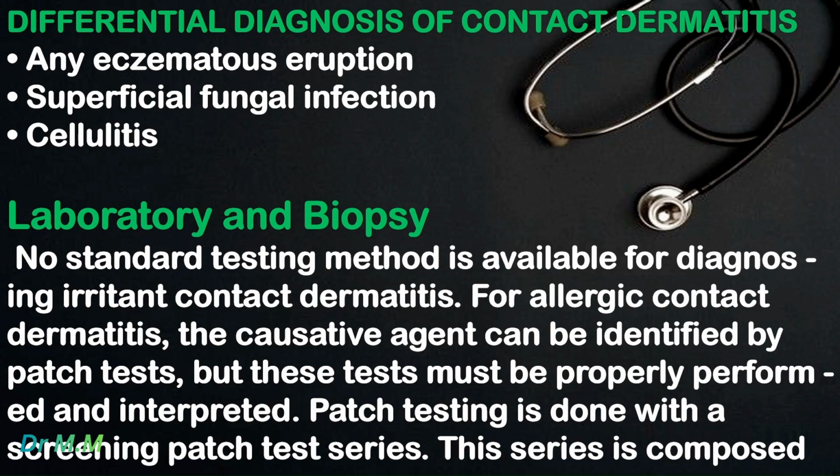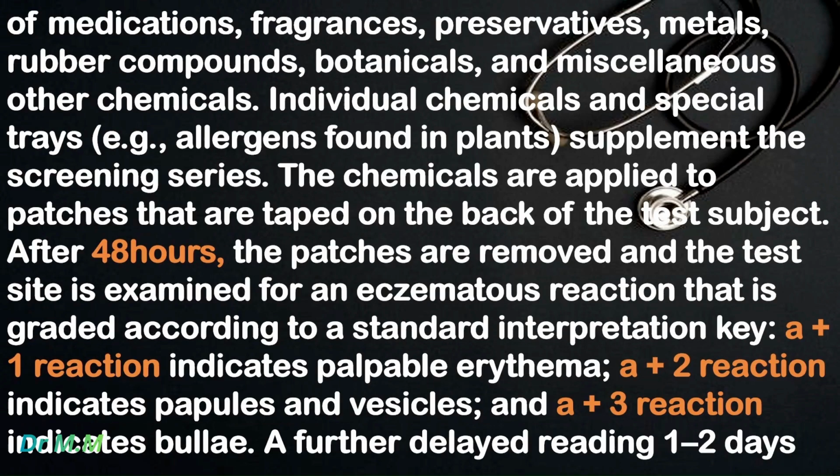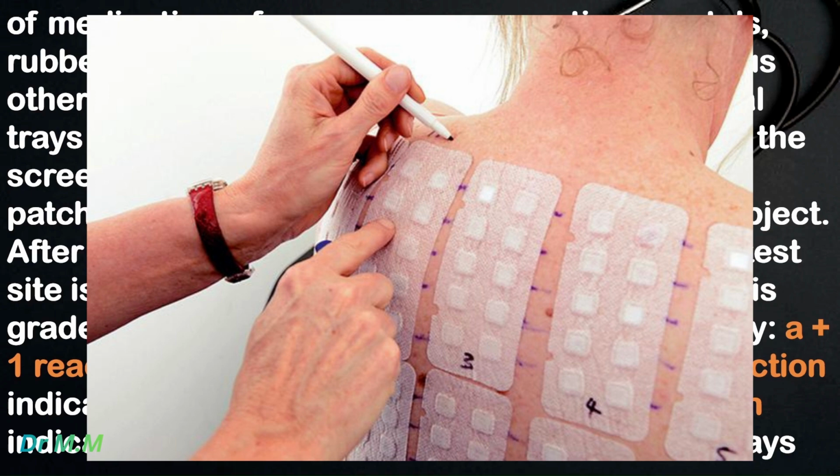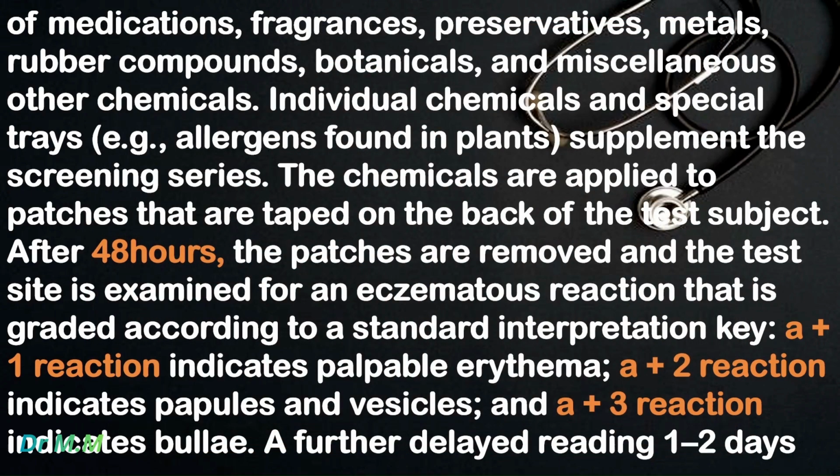Laboratory and biopsy. No standard testing method is available for diagnosing irritant contact dermatitis. For allergic contact dermatitis, the causative agent can be identified by patch test, but this test must be properly performed and interpreted. Patch testing is done with a screening patch test series. This series is composed of medications, fragrances, preservatives, metals, rubber compounds, botanicals, and miscellaneous other chemicals. Individual chemicals and special trace allergens, for example those found in plants, supplement the screening series.